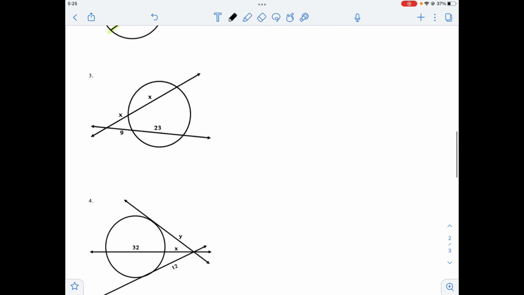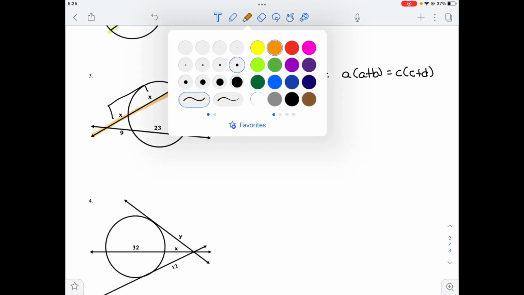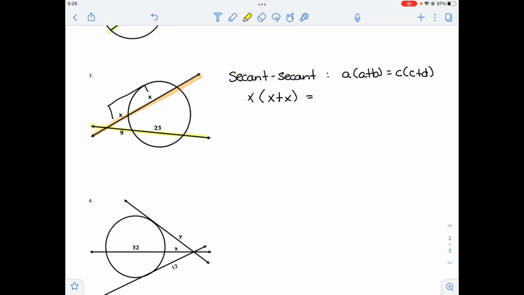Number 3, we have two secants. Formula, we're going to go ahead and plug in what we have. So we have this secant here, whose outside piece is x. And then the whole would be x plus x, which would equal our other one here. We have a 9 outside, and then multiplied by the 9 plus 23. And now let's go ahead and solve.